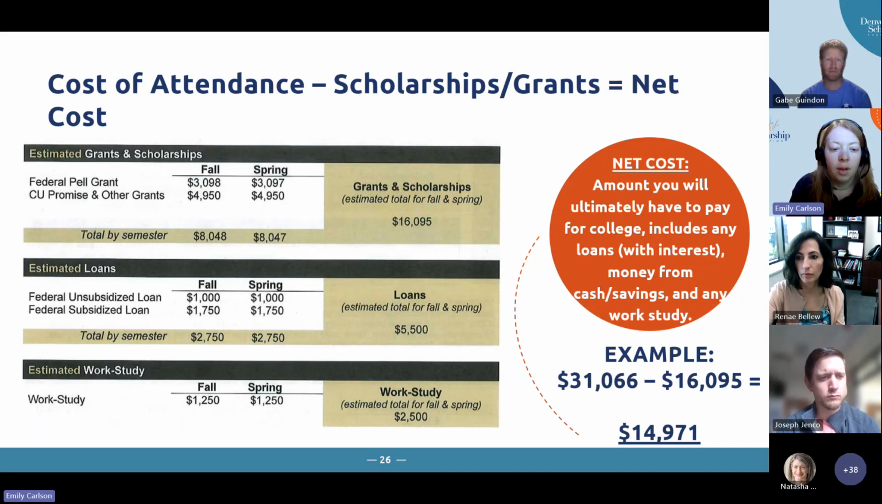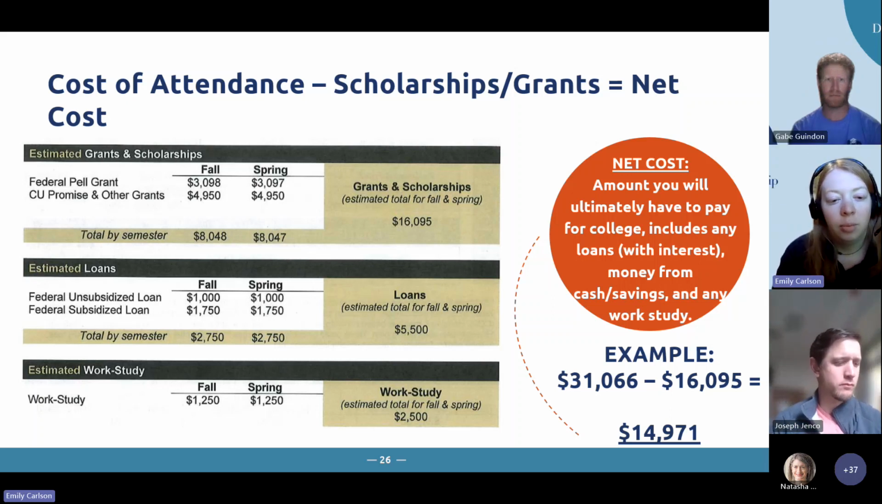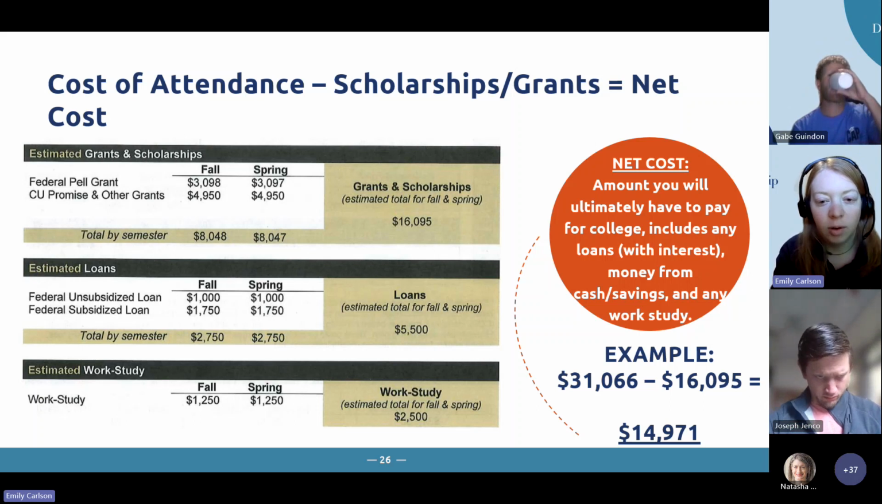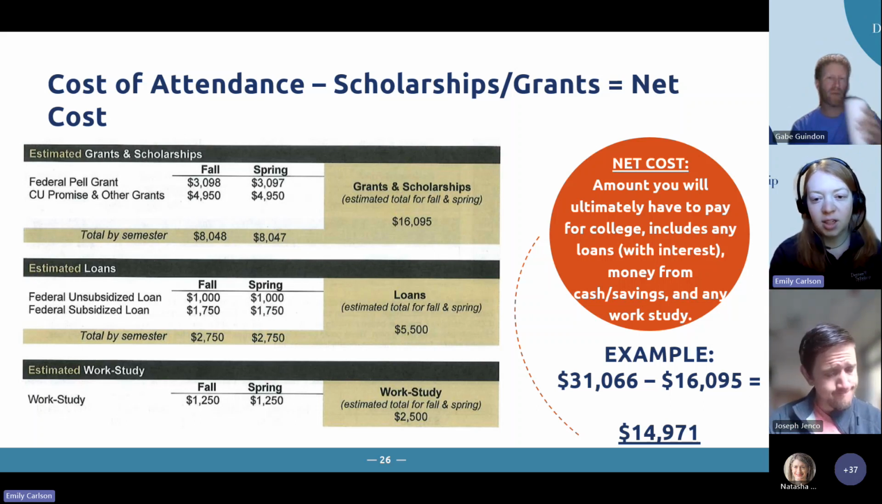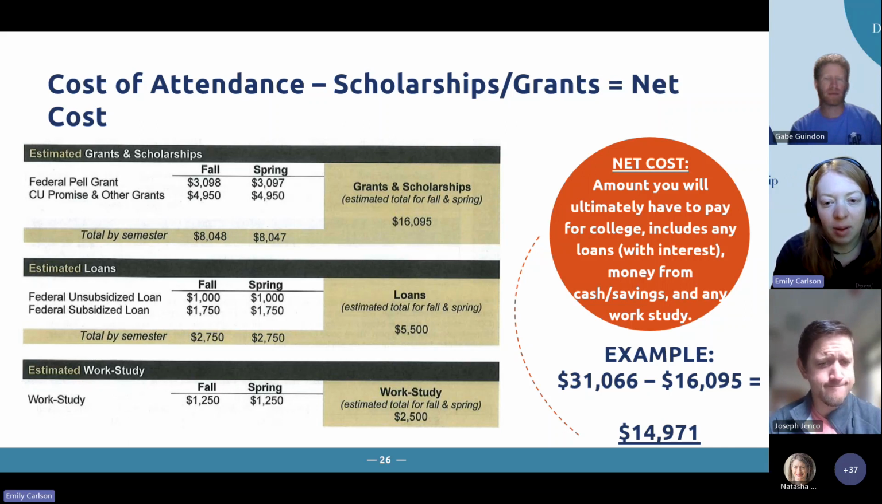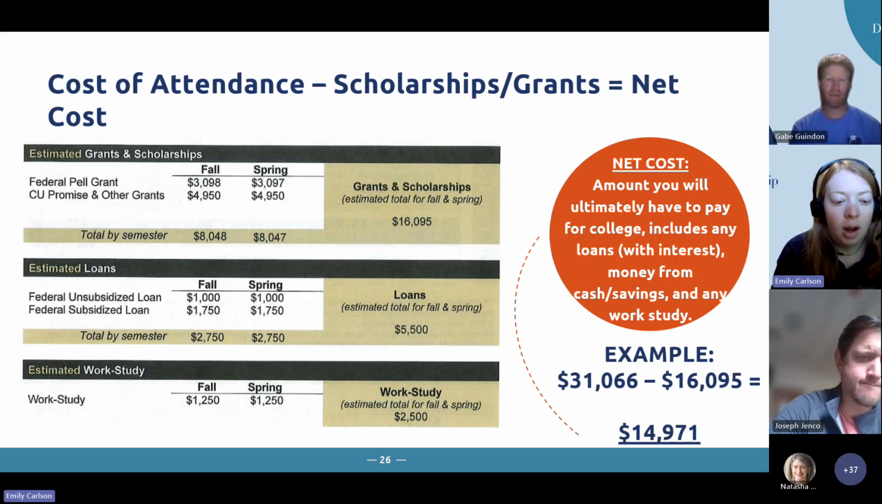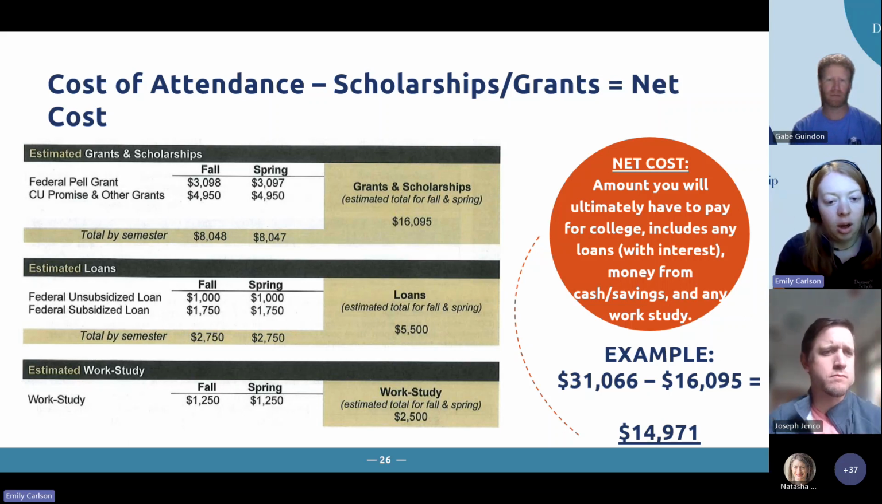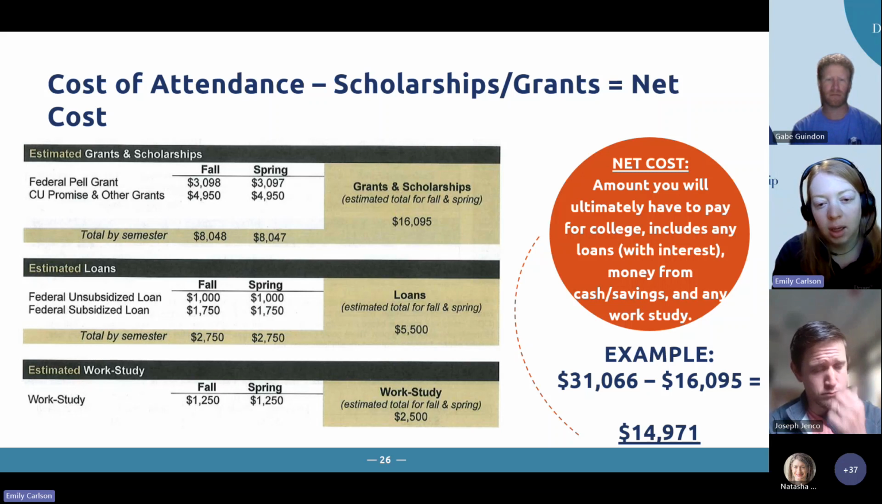And then it will also offer them loans. So the maximum amount of loans that students can be offered as a freshman is $5,500. And so it breaks it down into this unsubsidized and subsidized, which Gabe kind of went over before. But if you have questions about that, again, feel free to put them in the chat. And then it adds work study as well. So this is the amount that students could potentially earn with their on-campus job, is what they're saying.